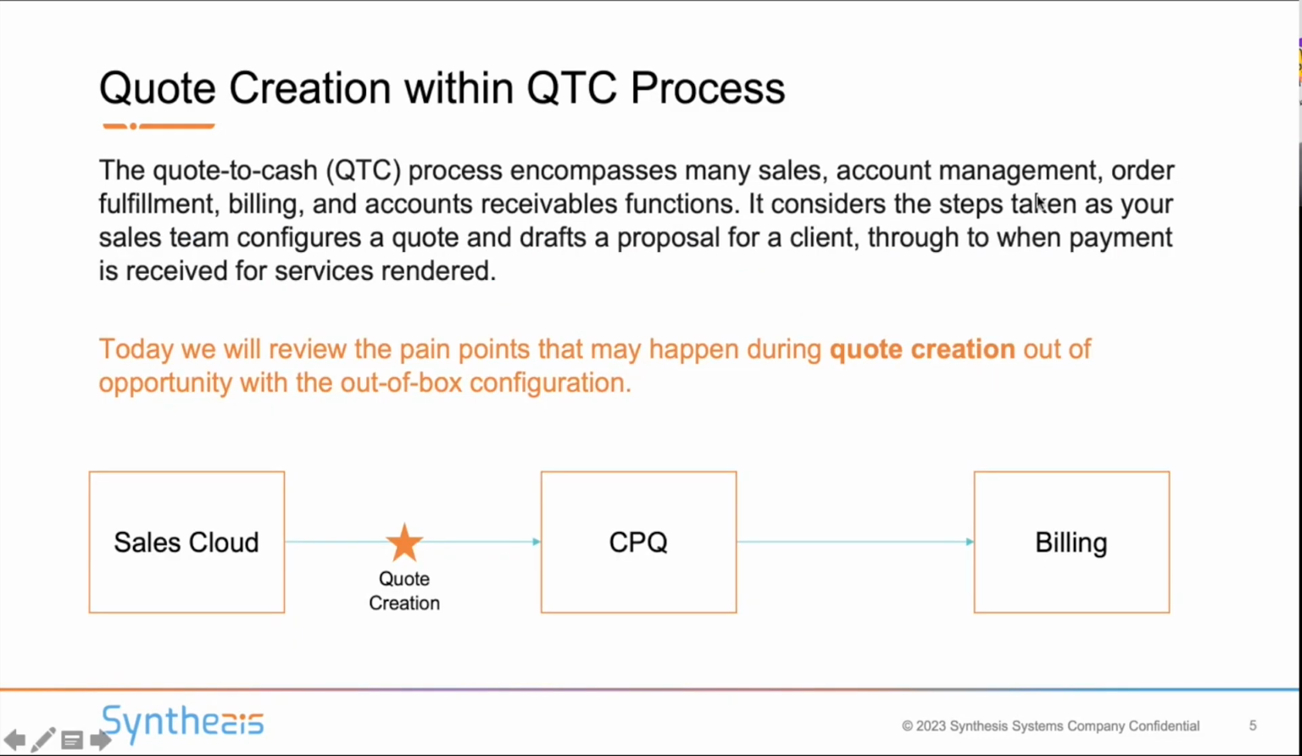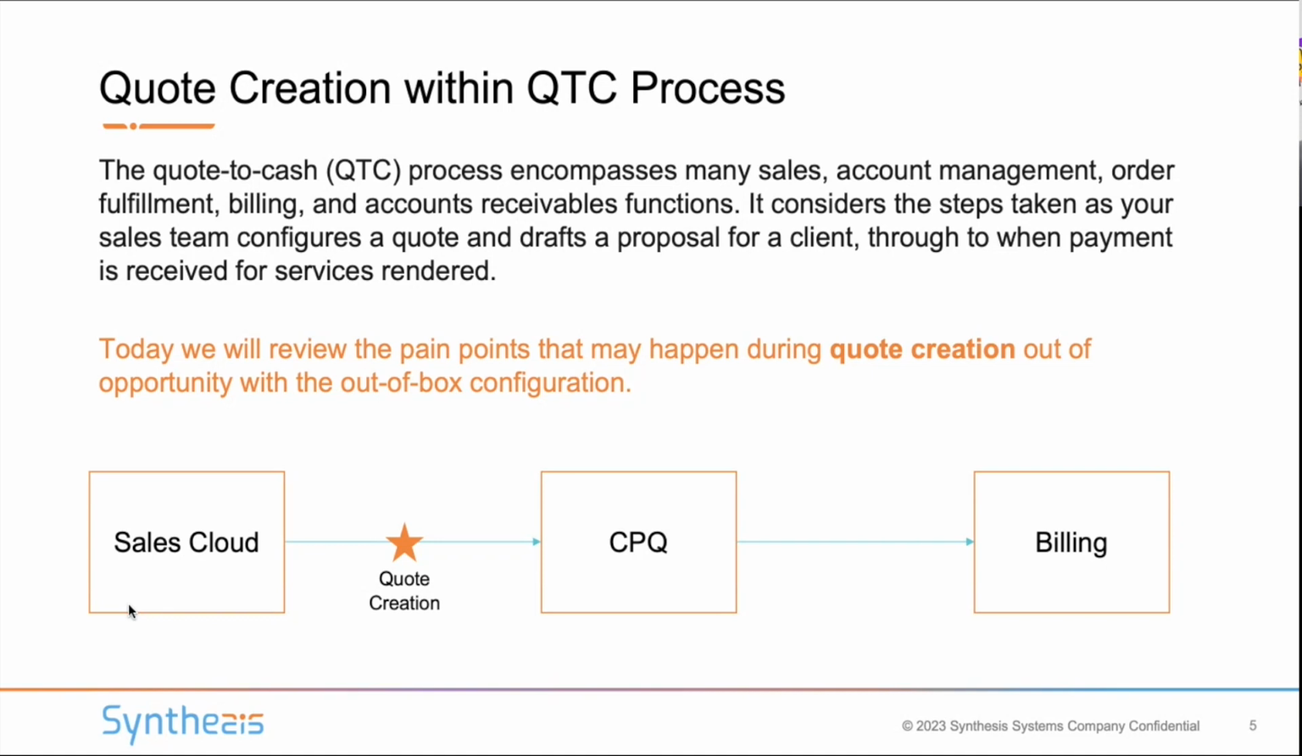What are we going to talk about? We are going to talk about the QTC system, and it consists of three major packages. First of all, it's configure price quote. Then it's Salesforce Billing, and it also works in conjunction with Sales Cloud. So it means you cannot have CPQ and Billing if you don't have Sales Cloud. The system is huge, and there are a lot of areas to customize and optimize. But we are going to talk about a specific area which is related to quote creation.